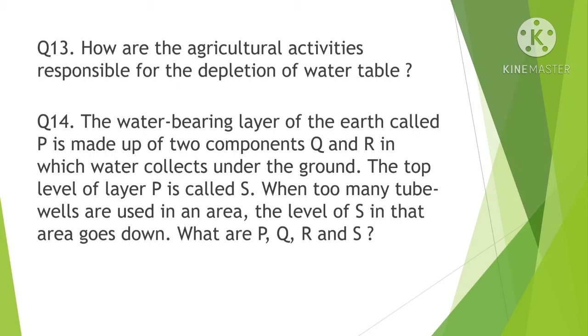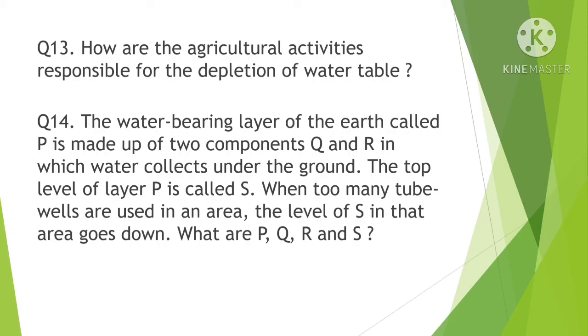Now the next question is, the water bearing layer of earth called P is made up of two components Q and R, in which the water collects under the ground. Now the top level of layer P is called S. Now when too many tube wells are used in an area, the level of S in that area goes down. What are P, Q, R and S?